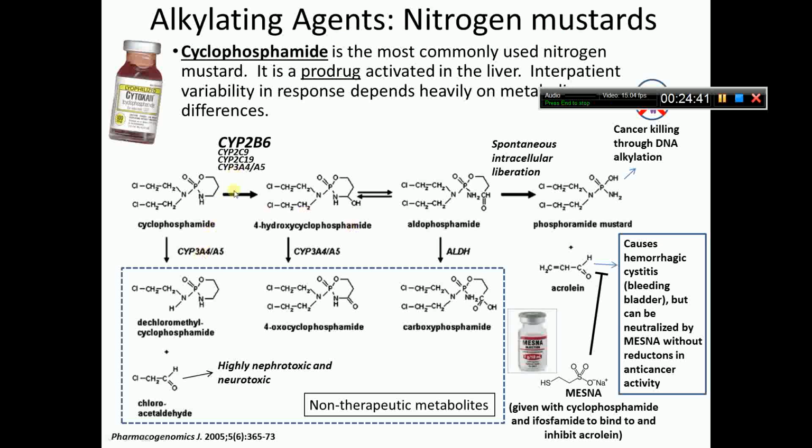CYP3A4, of course it's up here, but down here it's really the only enzyme with 2B6. These are the only enzymes that can produce the toxic metabolite. So if you were inhibiting this and you upregulated CYP2B6, most likely you'd get more of the phosphoramide mustard, less of the chloroacetaldehyde, but also you get more acrolein, and that's the key point here.